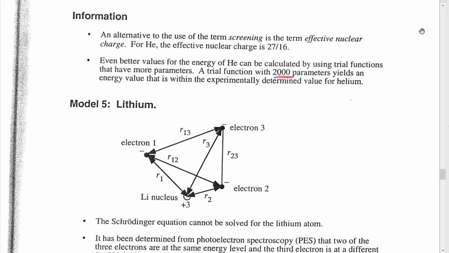Now we're given some more information. We're introduced to the term effective nuclear charge. This term shows up in our general chemistry textbooks, so it's nice to connect back to that. We're also told that, hey, guess what? We can have a trial function with 2,000 parameters, and we start to get much, much closer to the true energy value, to the true experimentally determined value, when we get functions that get more and more complicated. Of course, there's a trade-off. The more complicated the function, the longer it takes to do the calculations. Of course, this is why computers have been so valuable for moving us forward in terms of quantum chemistry.